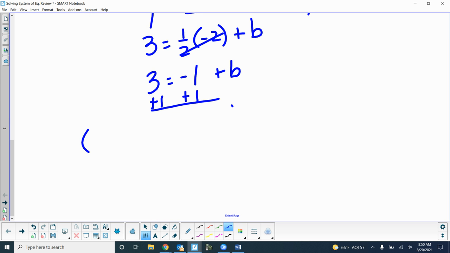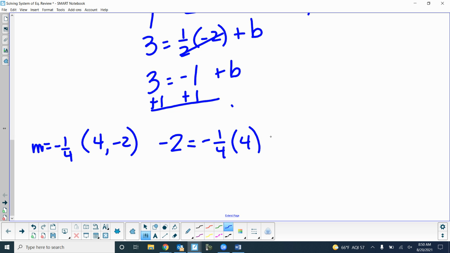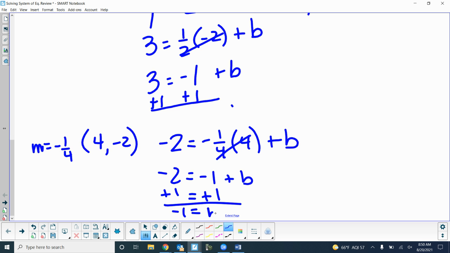All right, so the slope was -1/4, and the point was 4, -2. So it's going to be y -2 equals m x, which is 4, plus b. So the 4's cancel again, right? So what's that answer? -1. So we're going to add 1, and we'll get -1 for b. Right? So it's y equals -1/4 x minus 1.